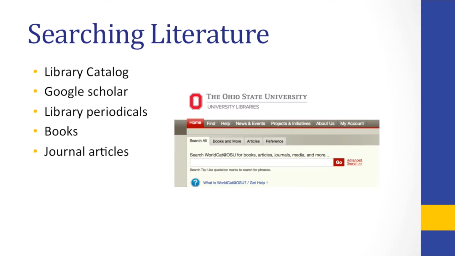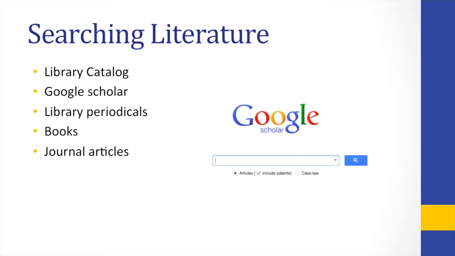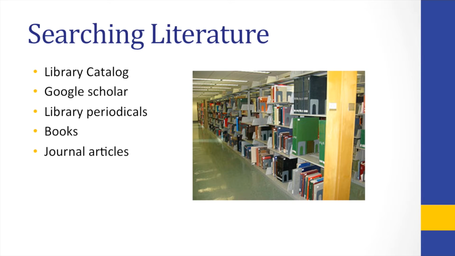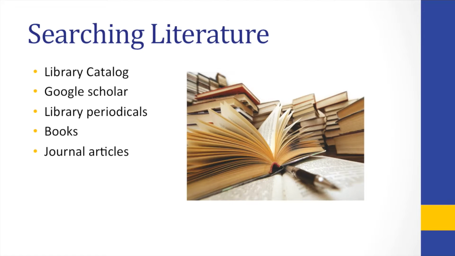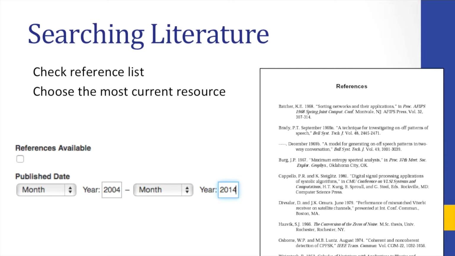The next step is to search the sources. You can type keywords and subjects in the Library Catalog and Google Scholar. You can read the current periodicals in your library. Other sources are books and online journal articles. On the OSU Library website, you can click Research Database List or Online Journal List to find current articles in your field. When you find any source, you should check the list of references. The reference list will give you some guidance for finding extra sources.